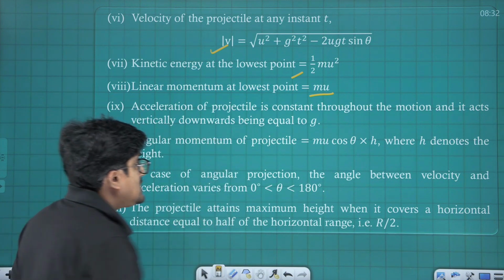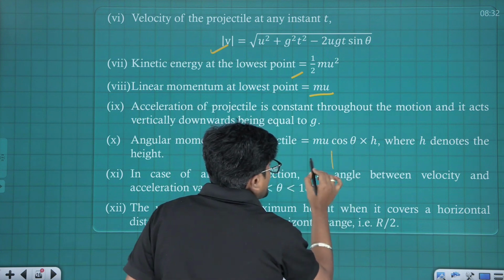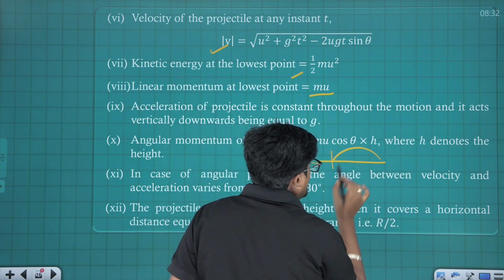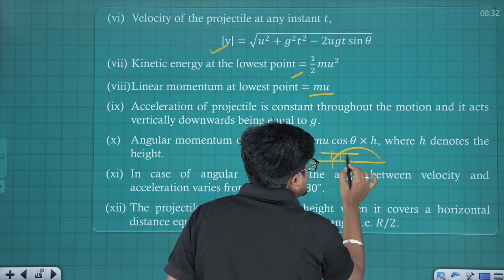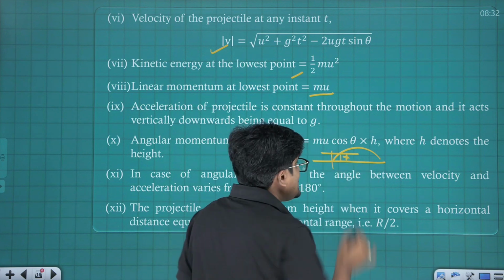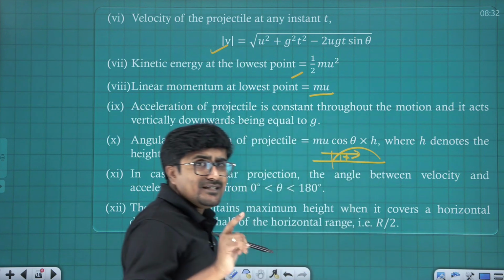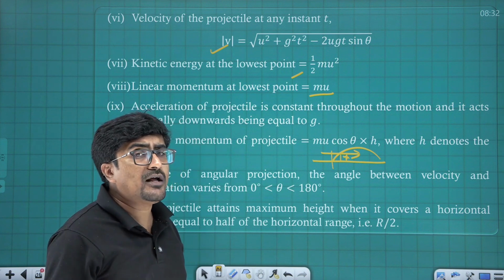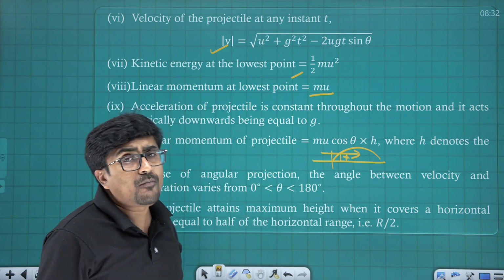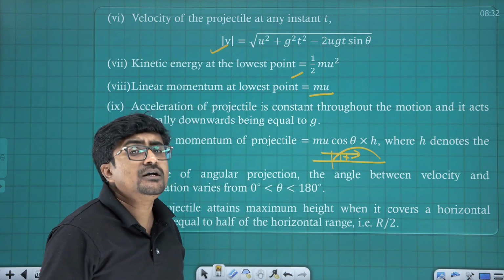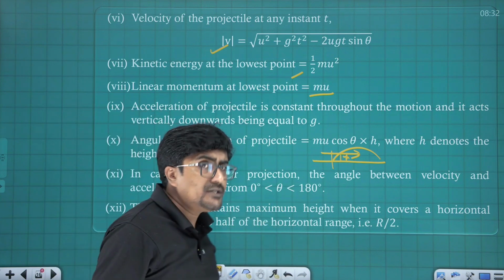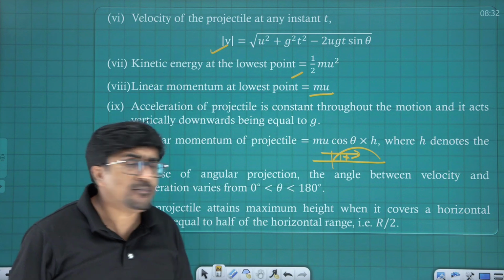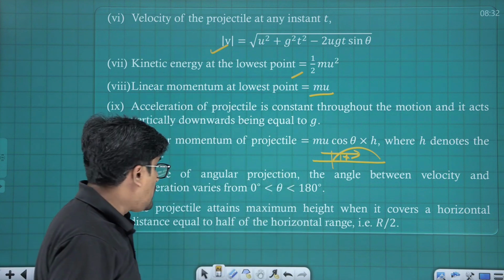And angular momentum, this is again an important point. Angular momentum at any time, if you want to find out, is with respect to the origin. Say if h is the height, along the x-axis it's always going to have the velocity component as u cos theta only. So the angular momentum with respect to the origin, where h is the height with respect to the origin, is h into m u cos theta.